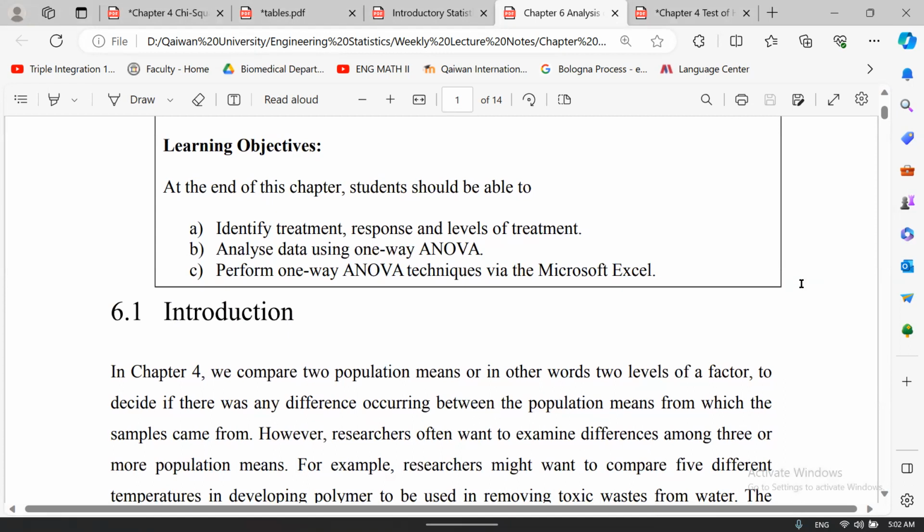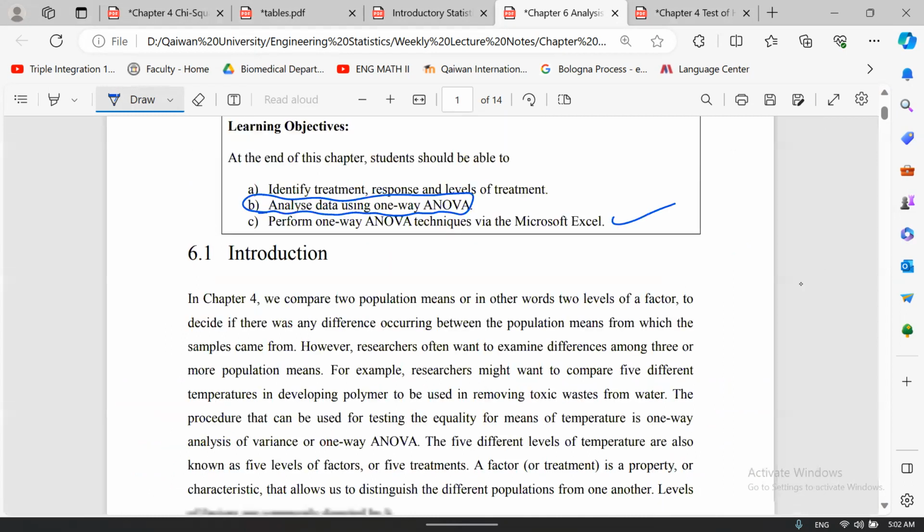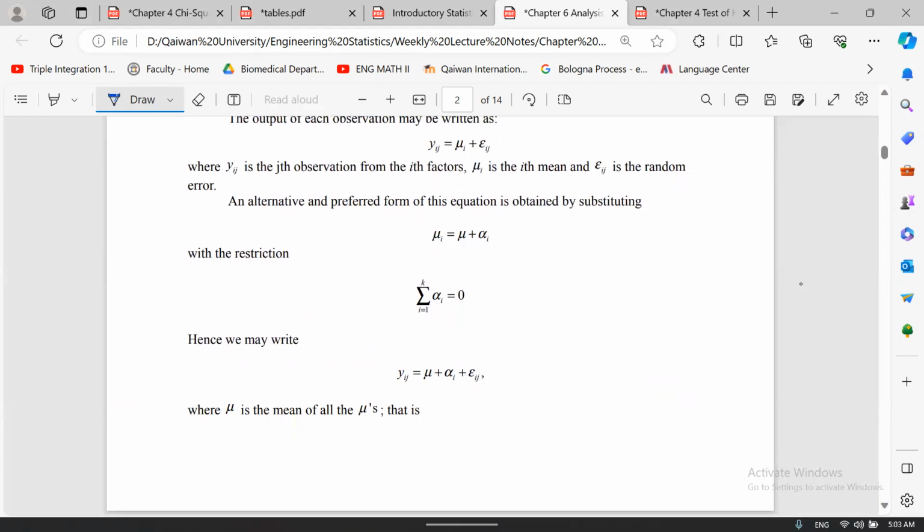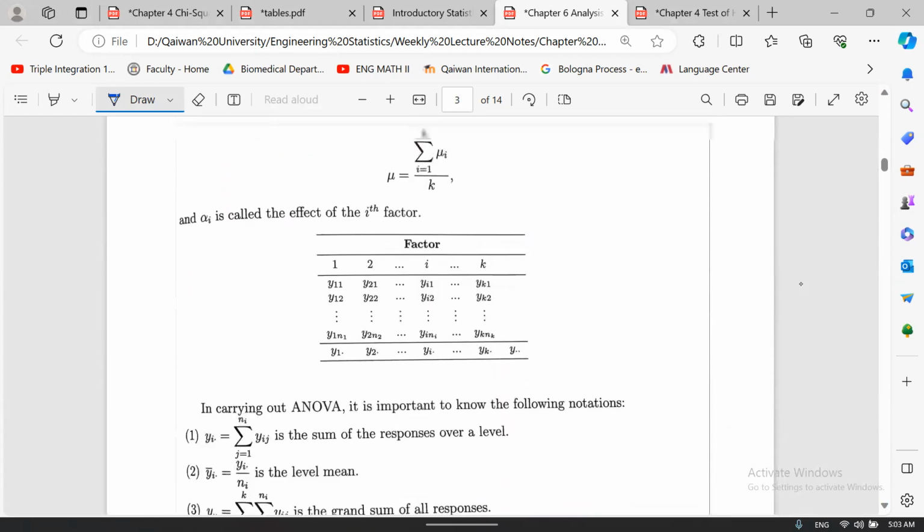First, we talk about analysis of data using one-way ANOVA. We use one-way ANOVA to analyze data. And then we use Microsoft Excel for doing the same thing. Here, it's only an introduction actually.